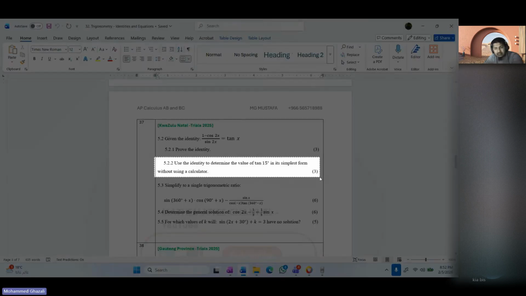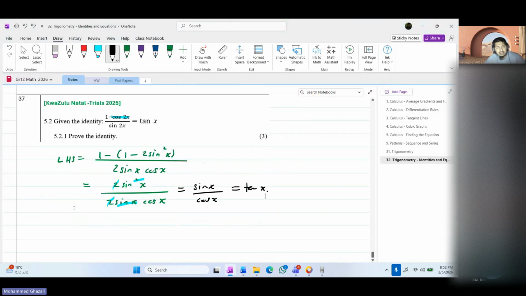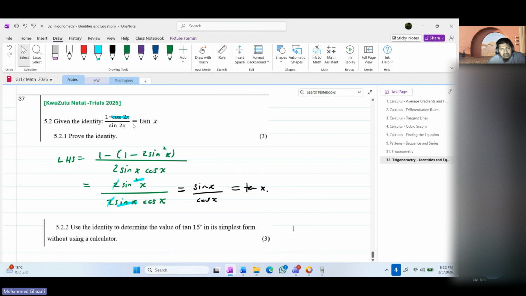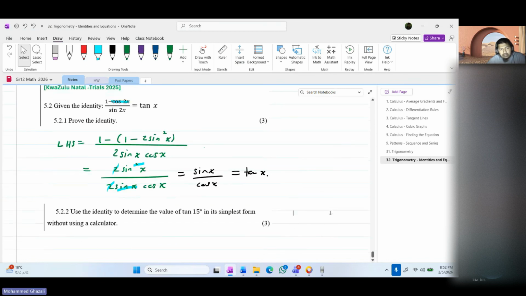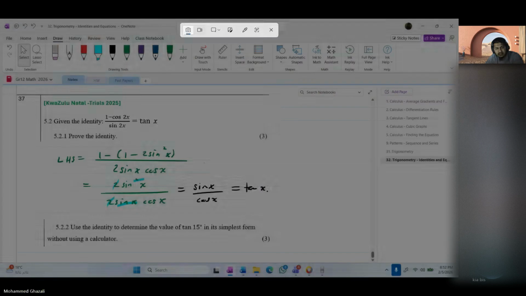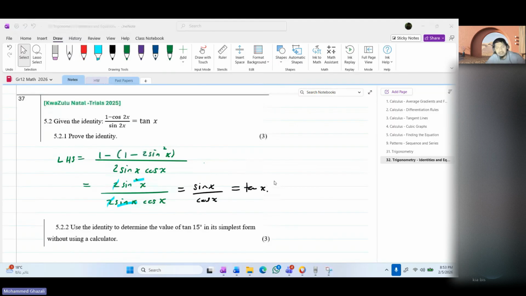See what they're asking for. Use this identity to find tan of 15 degrees. How? Simple. Look at the identity that you already have. The identity that you have is this. So I want to find tan of 15, right?